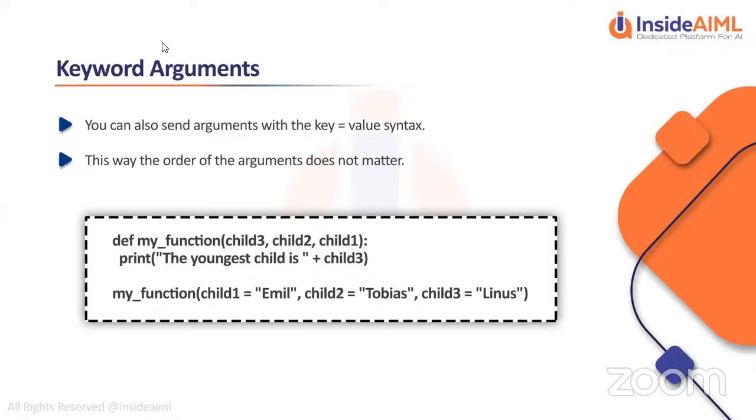That means specifically we are passing the value to the parameters or the arguments. Position doesn't matter. Here, as you can see, we have child 1, 2, 3. The positions are not in the same sequence. Here I have child 1, child 2, child 3, so the youngest child is child 3. Here I have Linus. Despite the change of position, I'm not going to get a different output, whereas this scenario was there in the args argument.